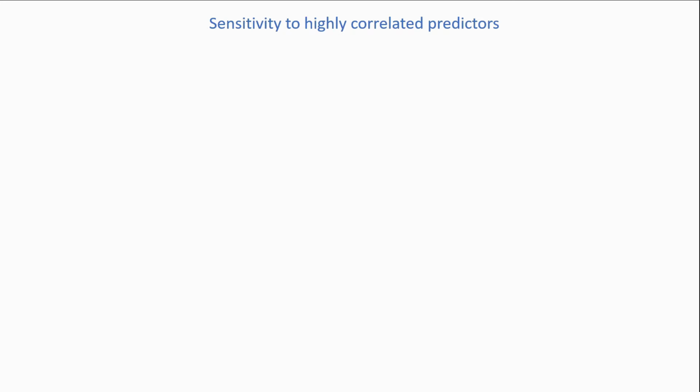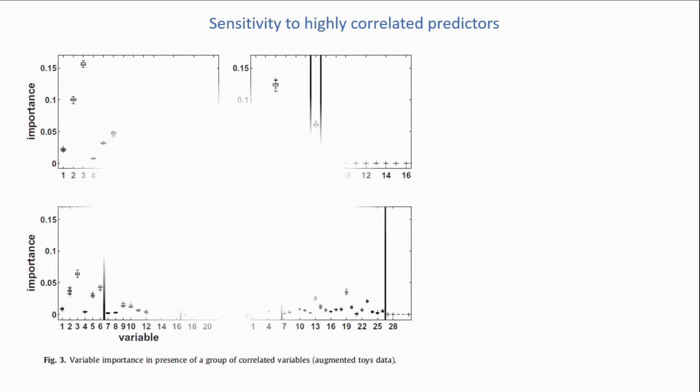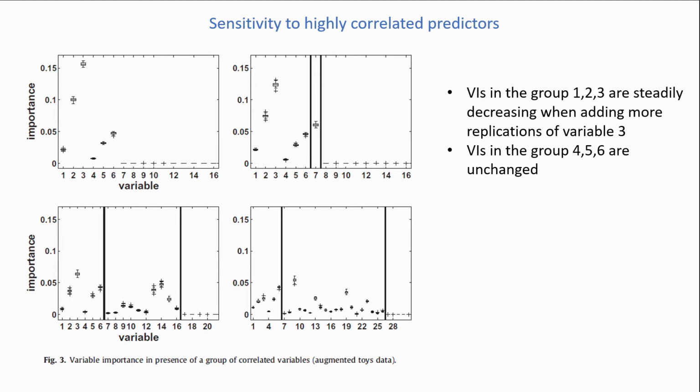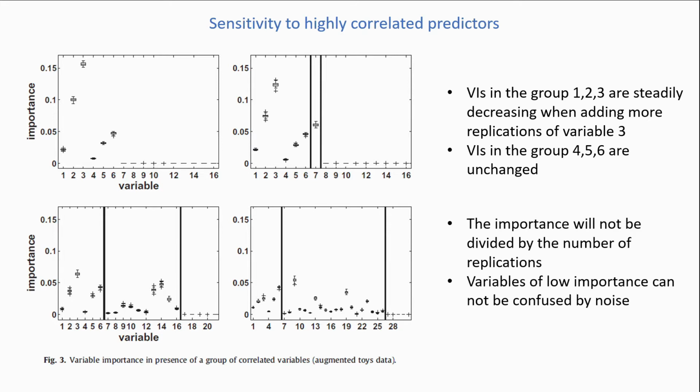As for highly correlated predictors, after adding to the dataset simulated variables correlated with variable 3, which is the most important one, we can see that VIs in group 1, 2, 3 are steadily decreasing, while VIs in group 4, 5, 6 are unchanged. Therefore, the importance will not be divided by the number of replications, and even variables of low importance cannot be confused by noise. And next, Zhou Nan will talk about variable selection.